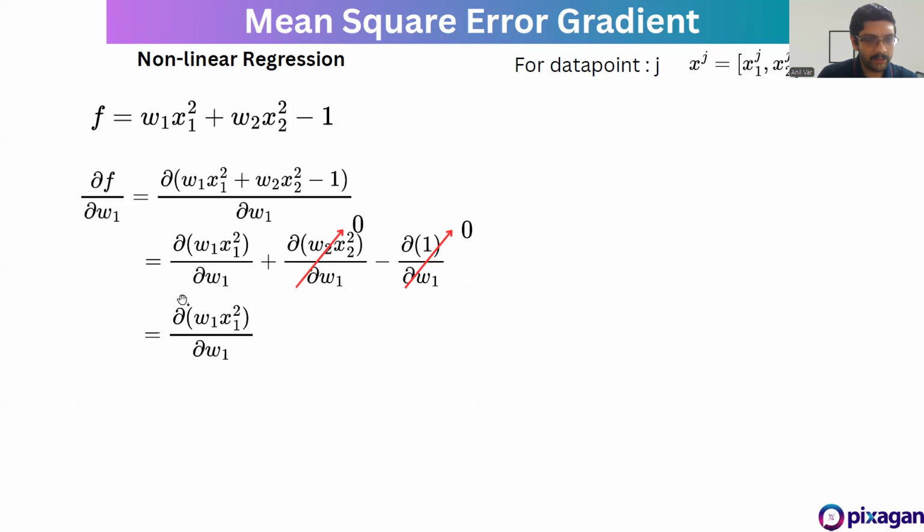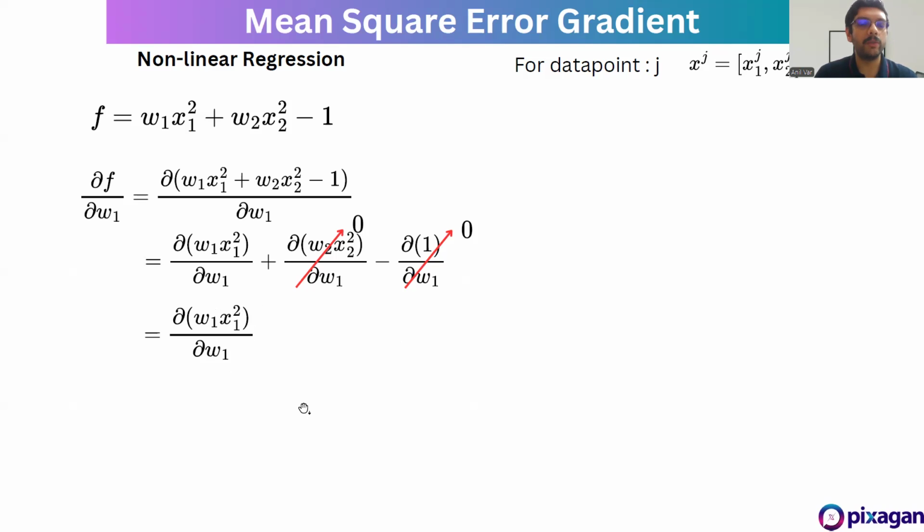Okay, so you've got the derivative of this. Now what do you know? We know x1 has no dependence on w1, right? x1 is a data point, w1 is your weight. There's no dependence, right? So you can take this x1 square outside this derivative. You're left with x1 square times dou by dou w1 of w1. So it's the partial derivative of w1 with respect to w1, which is 1, right?